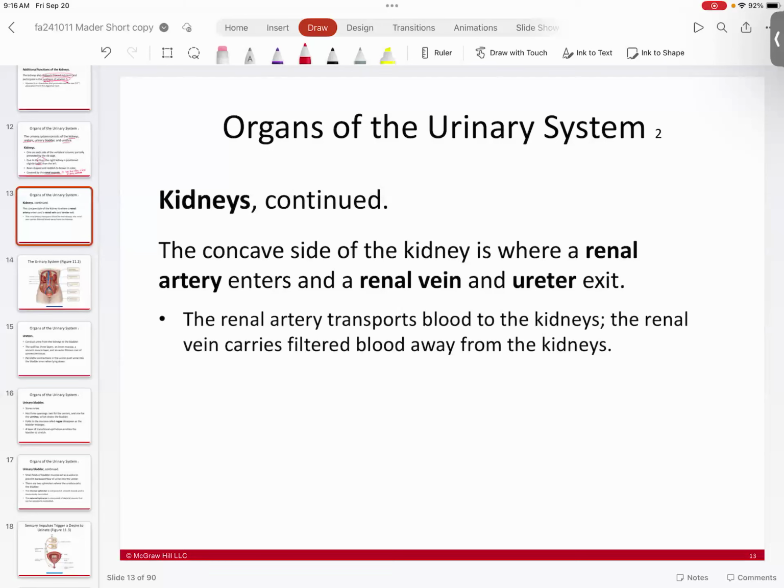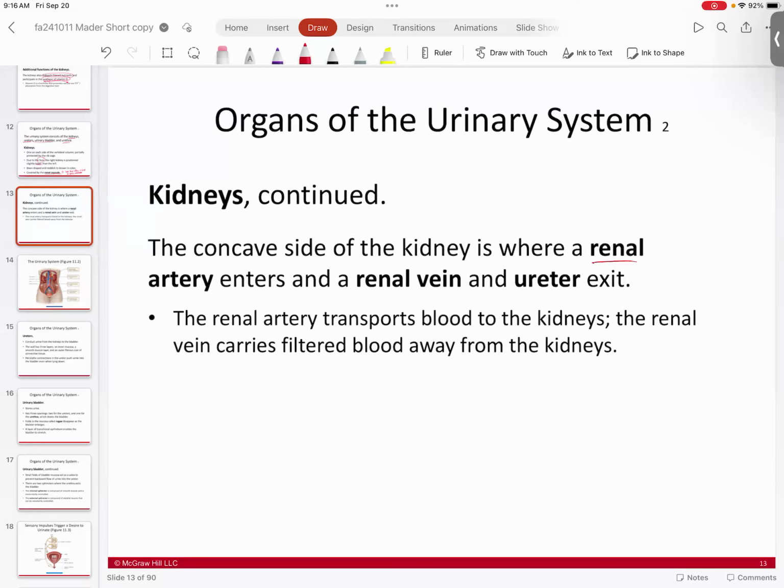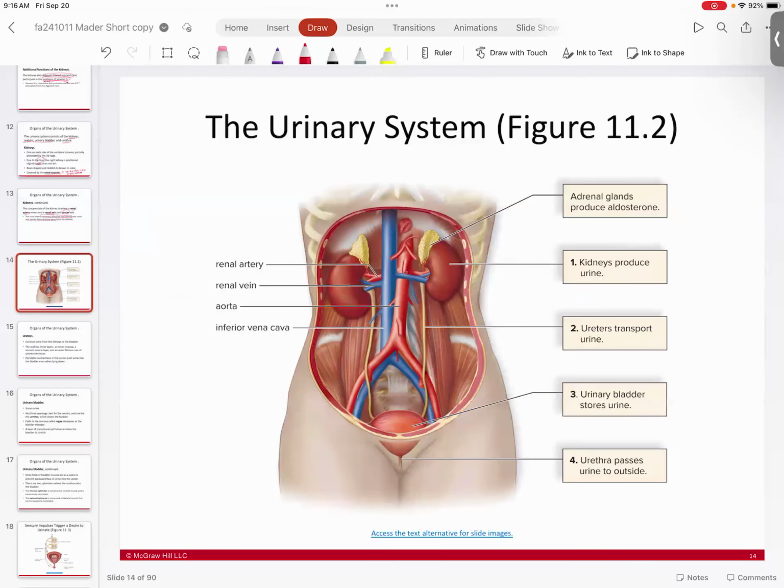The concave side of the kidney is where the inlet is. This is what's called the hilum. Your renal artery enters in this concave area. Also, the renal vein is in this area, and your ureters are in this area. So it's an entrance and an exit. Your renal artery takes blood into the kidneys for filtering, and the renal vein takes the cleaned-up blood back out of the kidneys and sends it back to the heart itself.